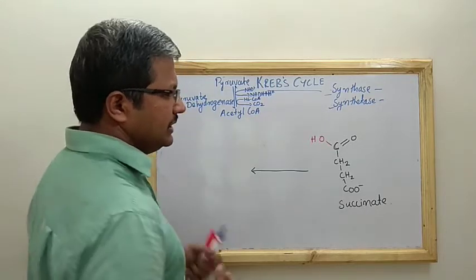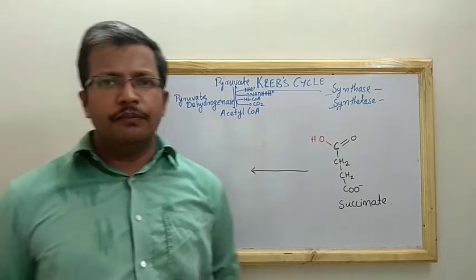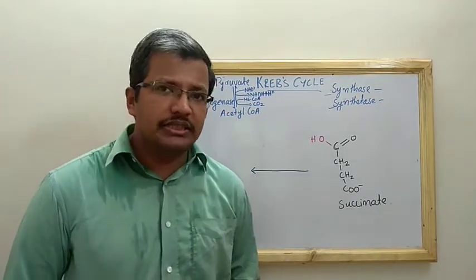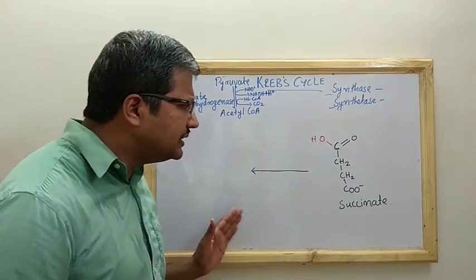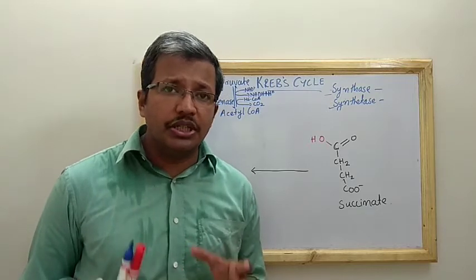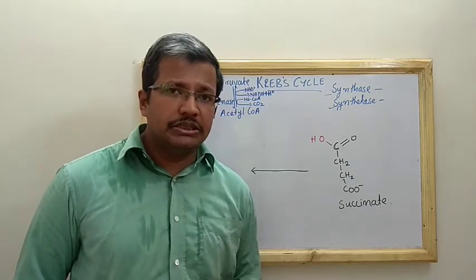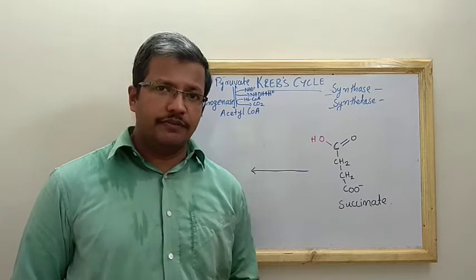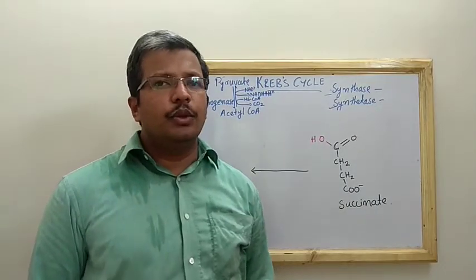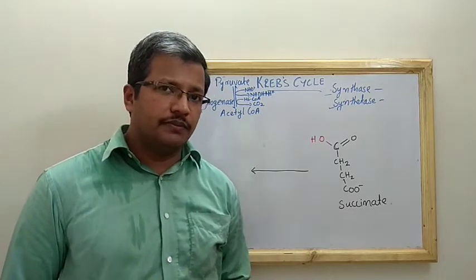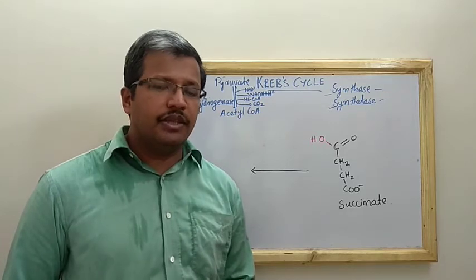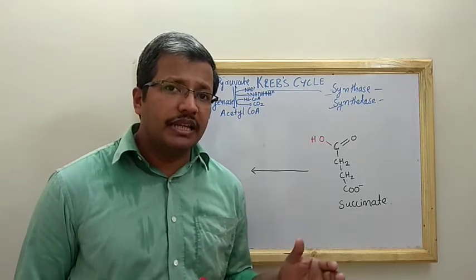Who will be the oxidizing agent? So far you have learned about NAD plus as the oxidizing agent. Here the energy state of succinate is not sufficient to reduce NAD plus into NADH plus H plus. Energy state is comparatively lesser. As a result, we have learned about high energy nucleotides. If lesser energy is there, we can see that it is nothing but FAD.